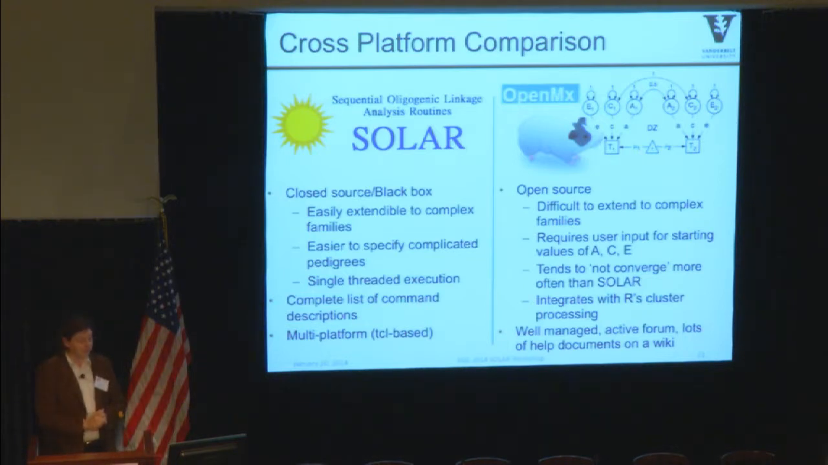OpenMX is difficult to extend for complex families. It's possible some people have hacked it. It's just not a really pleasant experience. It requires a little bit of tuning for the maximum likelihood estimations in terms of the ACE, and it tends to have some convergence issues, so you have to retune these things a little bit more often than Solar. But it integrates with R's cluster processing. If you have R installed on a cluster and have installed the R compiled libraries, it farms out without too much stress. And it has a well-managed active forum with lots and lots of help documents and streams of people arguing about what the best way to do something is.